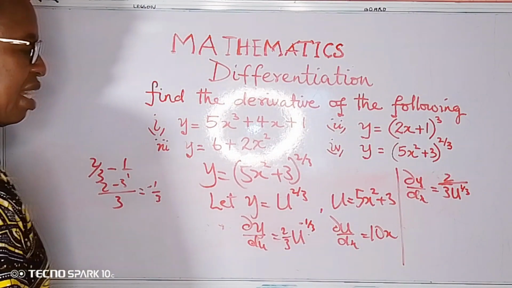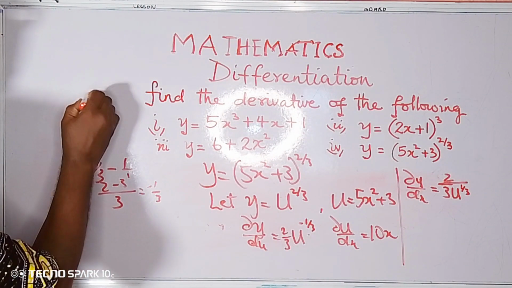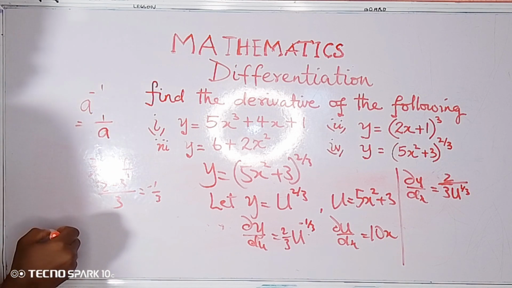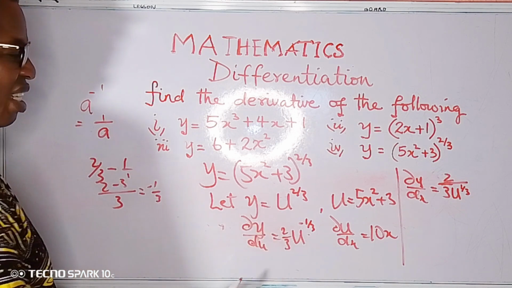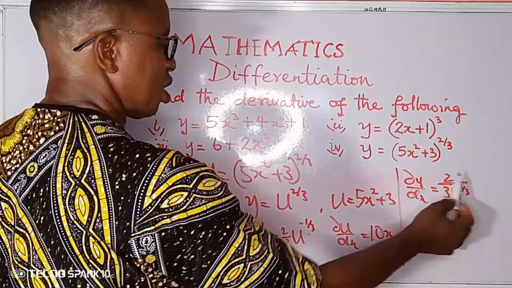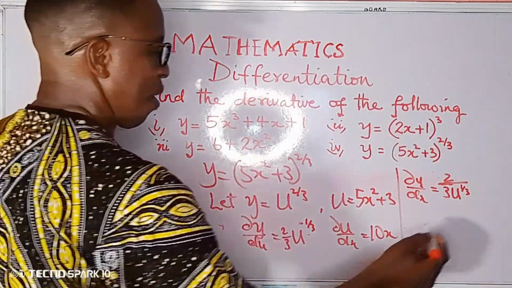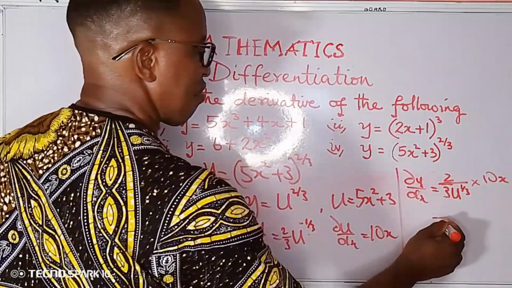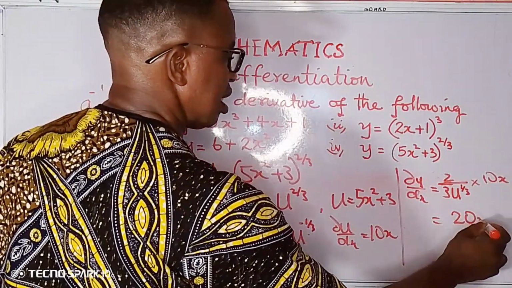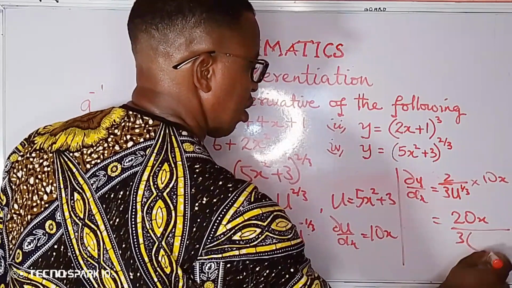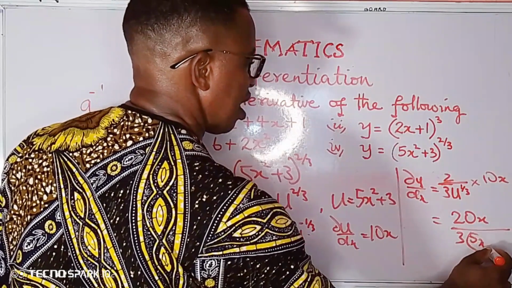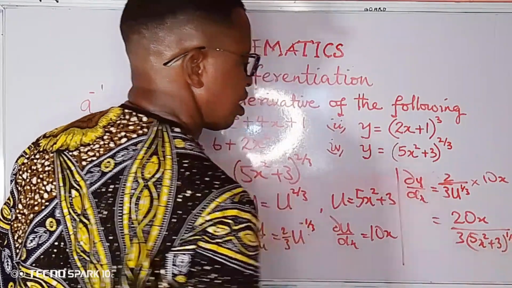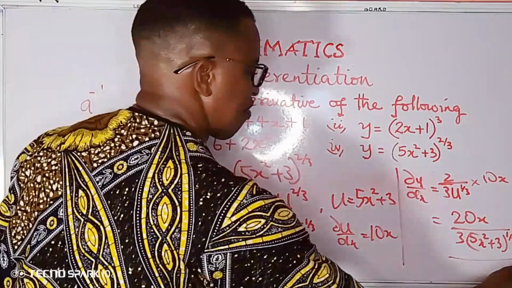Why am I writing it like that? There's a law in indices that says a raised to the power minus 1 is the same thing as 1 all over a. So since I have a negative index, I'm writing it as 1 all over u raised to the power 1 over 3, multiplied by 10x. So our final answer here will be 20x all over 3 times (5x squared plus 3) raised to the power 1 over 3. I want to leave it there as my final answer.